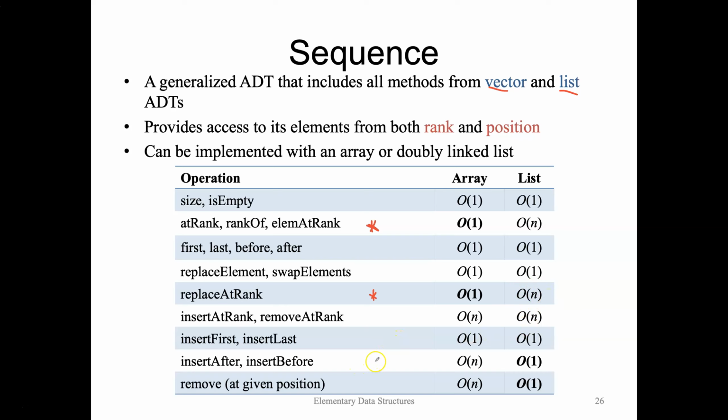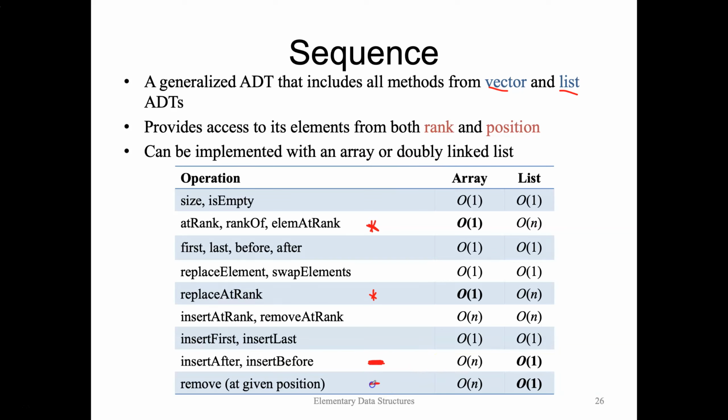But inserting after or before a particular position, we can do this very efficiently with a list because remember, this is just updating a constant number of references. We're given that position already, we just insert an item before it or after it, and we update the pointers. But with an array, when we insert an item, we have to shift items over in order to appropriately update the rank of all the items that come after the item that we inserted.